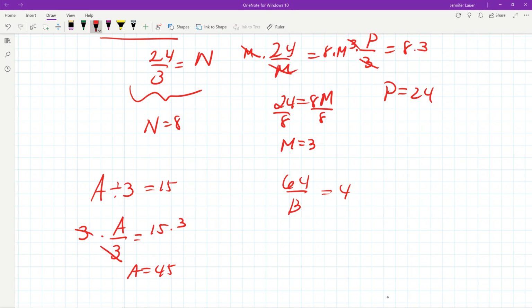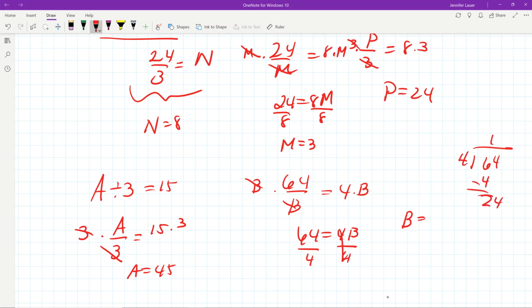64 divided by what is 4? Well, if you know your numbers, it's 16, but say we don't, and we've forgotten. Then I'm just going to divide both sides by 4. So B is going to be equal to, and you might have to come over here for long division. Like I said, you're not using calculators yet. It may be something like that that you have to do. And that is it on missing numbers.